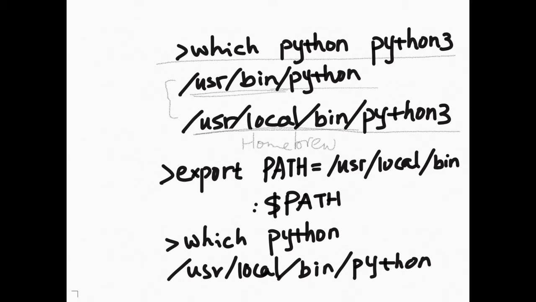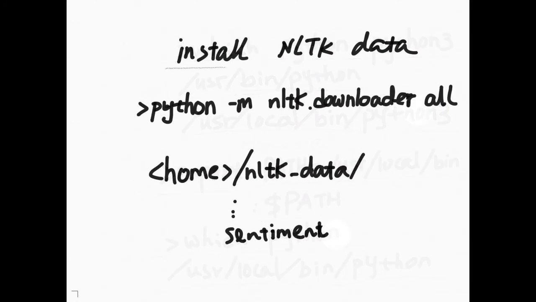Now we need to change the default executable path for Python. We can do this by exporting the PATH and putting /usr/local/bin first in the PATH environment setup. Now, when we type which python, it changes to /usr/local/bin. Let's install NLTK data.